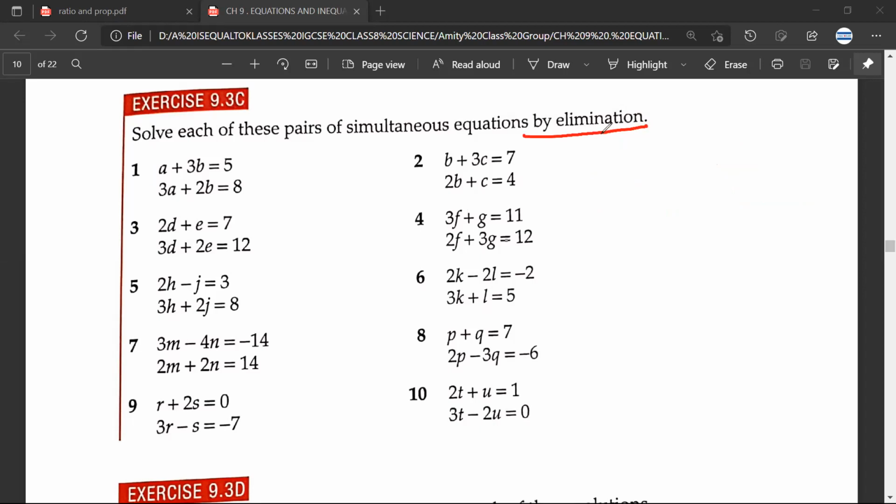Okay, by elimination. Elimination means you'll have to eliminate one of the two variables. So for example, in here, first equation, the two variables are a and b. So you can decide to eliminate either a or you can decide to eliminate b. So here in question number 6, you have two variables. One variable is k, other variable is l. You can decide to eliminate either of the two variables.